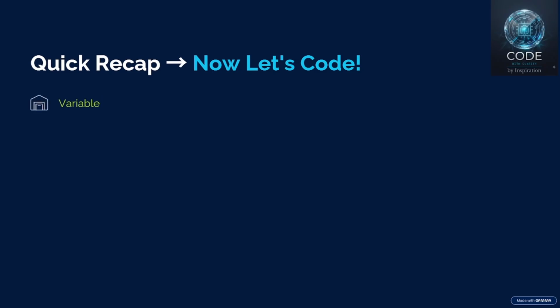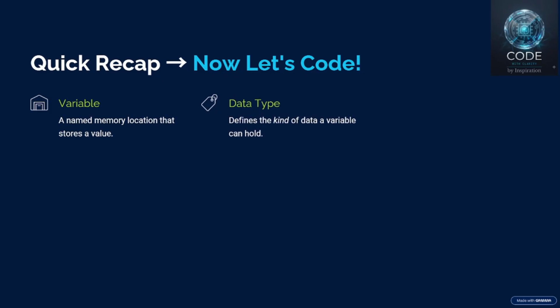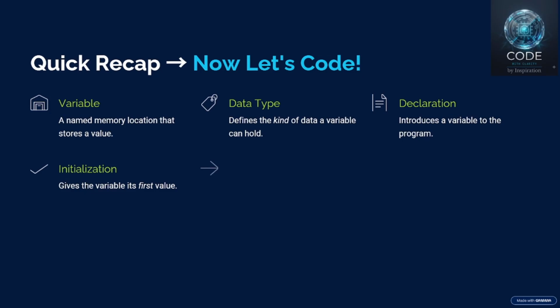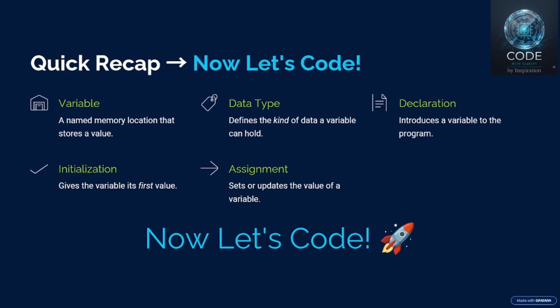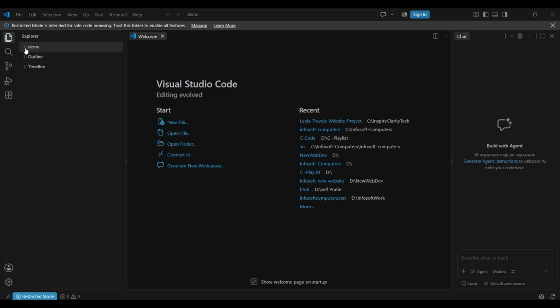Okay? Let's revise everything. A variable is a named memory location that stores a value. A data type defines what kind of data a variable can hold. And declaration introduces a variable to the program. Initialization gives the variable its first value, and assignment is used to set or update the value of an existing variable. So now the concepts are clear. But programming is not only about understanding the theory. So now let's see all this practically. Let's open our code editor and create our first variable program.